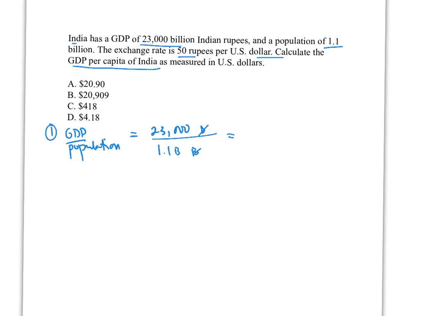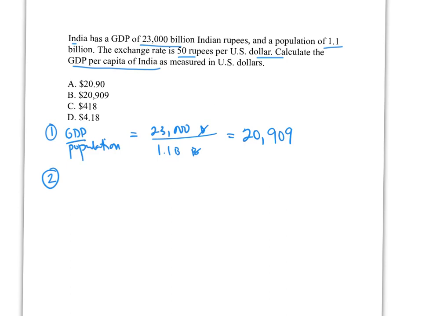Through the magic of my handy dandy calculator, we have 20,909. That is the GDP per capita in India in rupees. So now we need to figure out what the rupee to US dollar conversion is going to be.